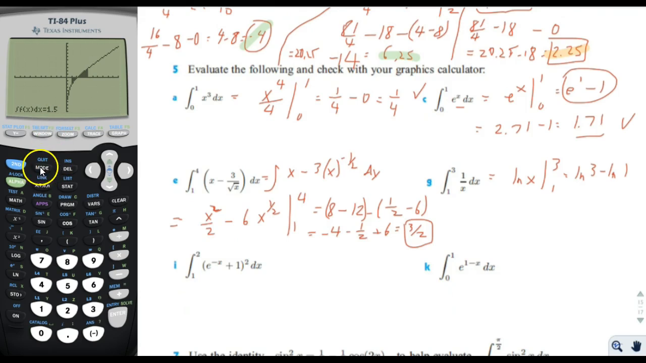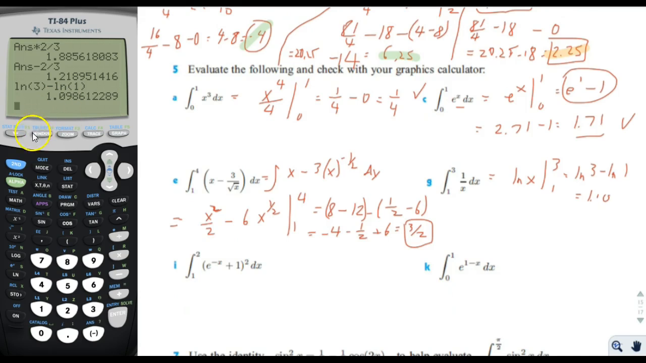Let's see, if we want to figure out what that is, we have to use the calculator to figure out what that's going to give us. It'll be natural log of 3 minus natural log of 1. Natural log of 1 is just 0, but okay. So 1.098, which is 1.10.